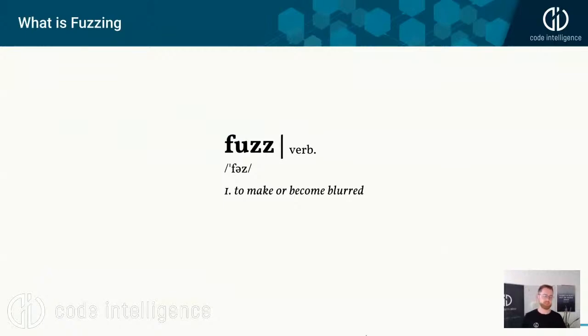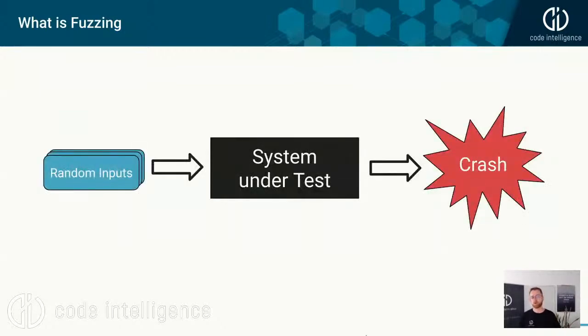But what is fuzzing actually? The word fuzzing means to make or become blurred. In our case, it relates to the tests. We're not really sure which test input or what kind of test the fuzzer uses, so it's kind of blurry on the developer side, used to discover bugs while testing. And it does so in a really simple way. On the most fundamental level, it looks like this.